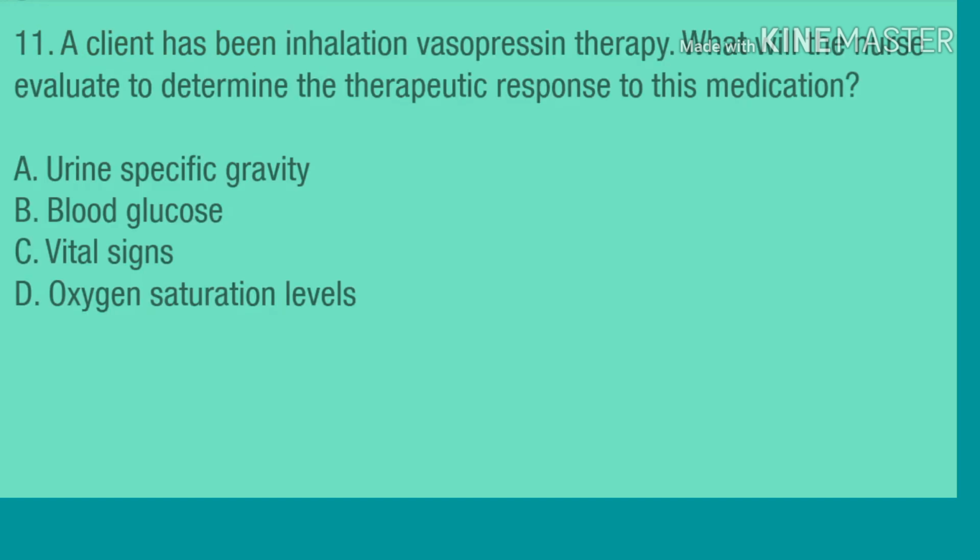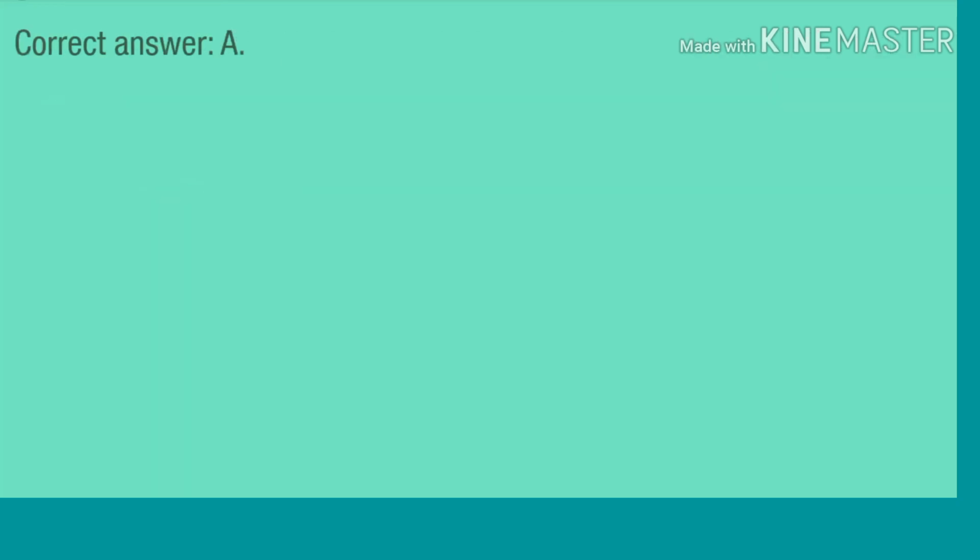Question 11. A client has been on inhalation vasopressin therapy. What will the nurse evaluate to determine the therapeutic response to this medication? A. Urine specific gravity. B. Blood glucose. C. Vital signs. D. Oxygen saturation levels. Correct answer, A.